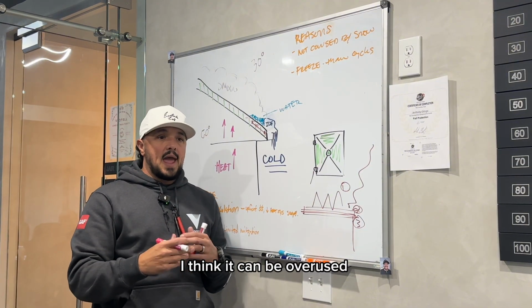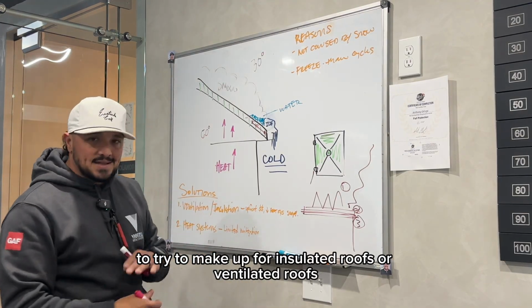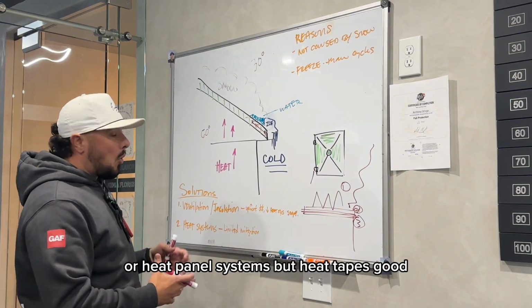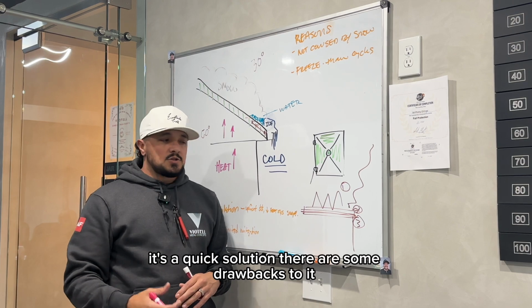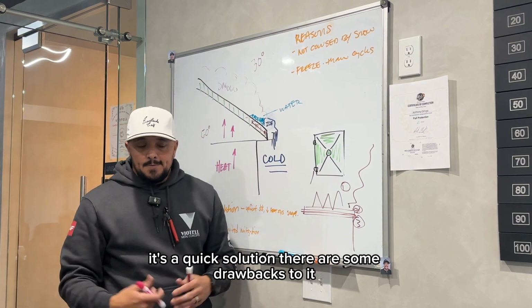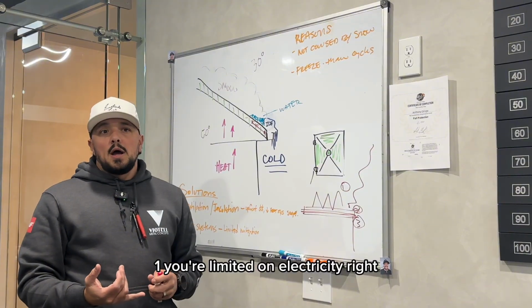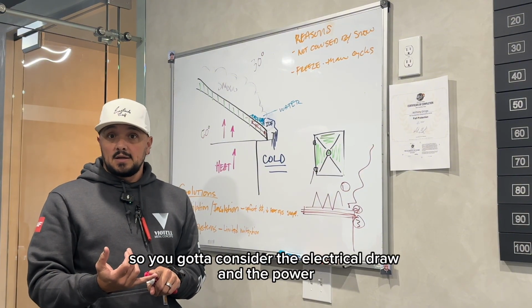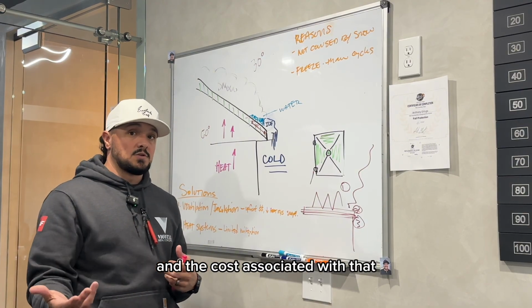I think it can be overused to try to make up for insulated roofs or ventilated roofs that should have been designed, or heat panel systems. But heat tape's good. It's a quick solution. There are some drawbacks to it. One, you've got to run it off of your electricity, so you've got to consider the electrical draw and the power and the costs associated with that.